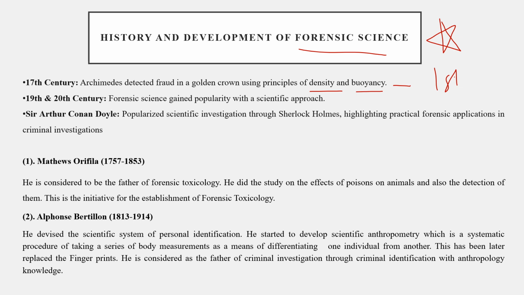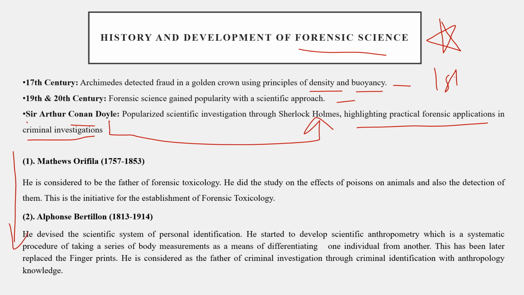Next, in the 19th and 20th century, forensic science gained its popularity. Sir Arthur Conan Doyle, the author of Sherlock Holmes novels, highlighted the practical forensic application in criminal investigation. Next, we have some scientists. First, we have Matthew Orfila, father of forensic toxicology. He studied the effect of poisons on animals and also the detection of them. He's the pioneer of forensic toxicology.